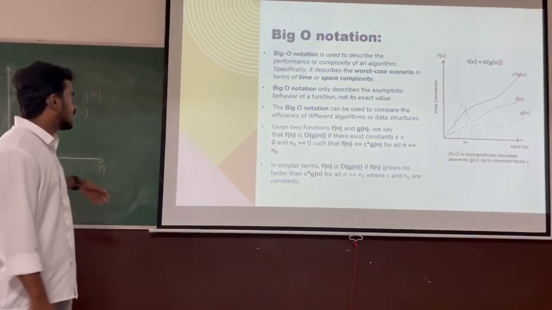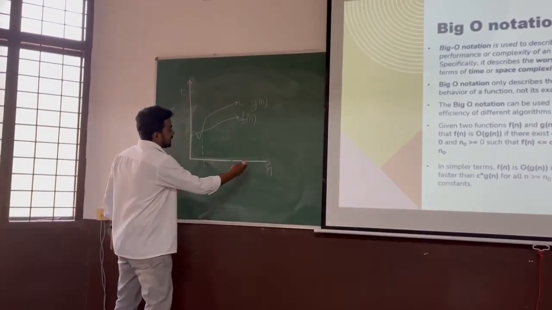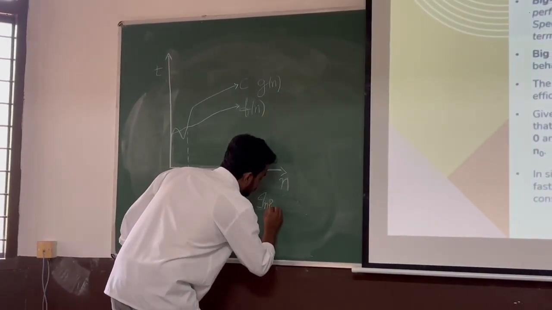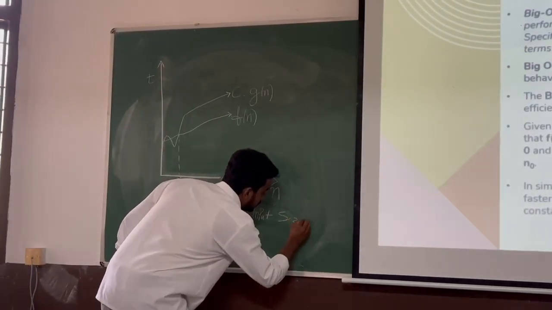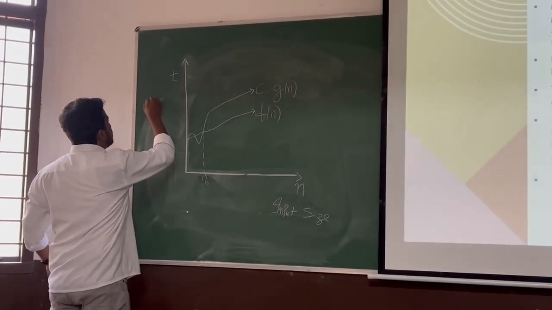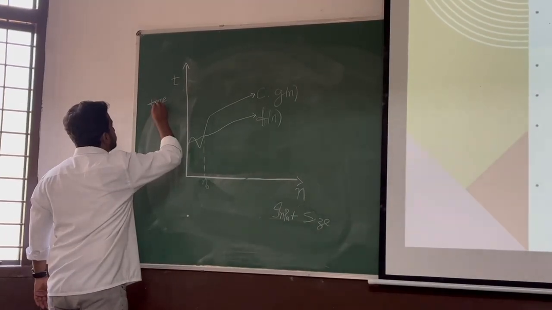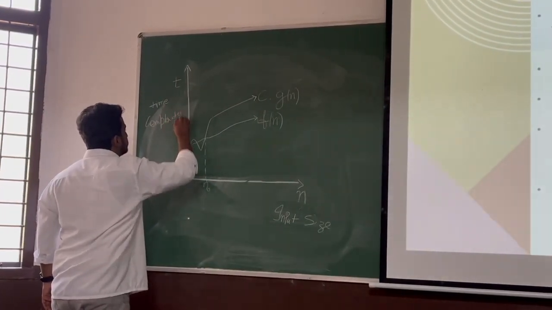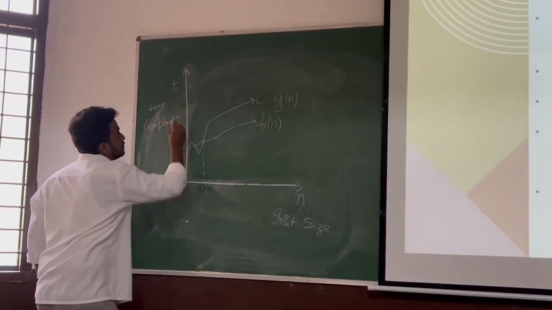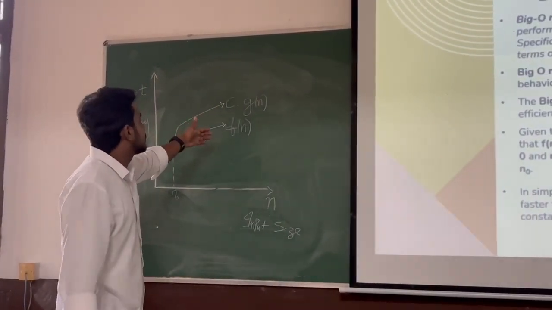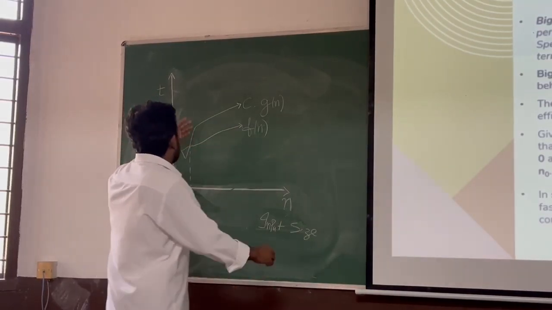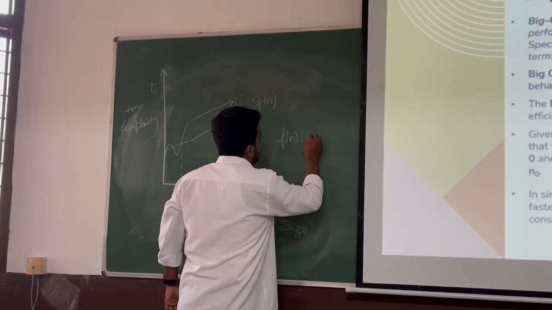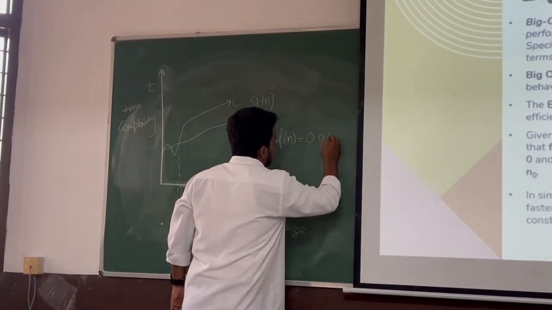With respect to the diagram, on the x-axis we have n, which is also known as the input size. On the y-axis we have t, which is also known as time complexity. Here we have two functions, f of n and g of n. To compare their order, we write f of n is equal to order of g of n.